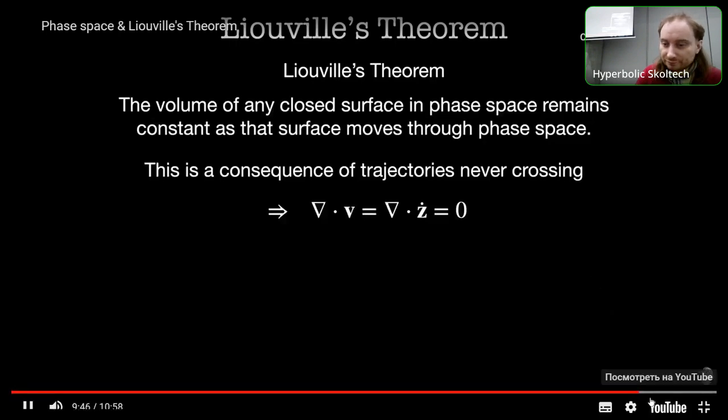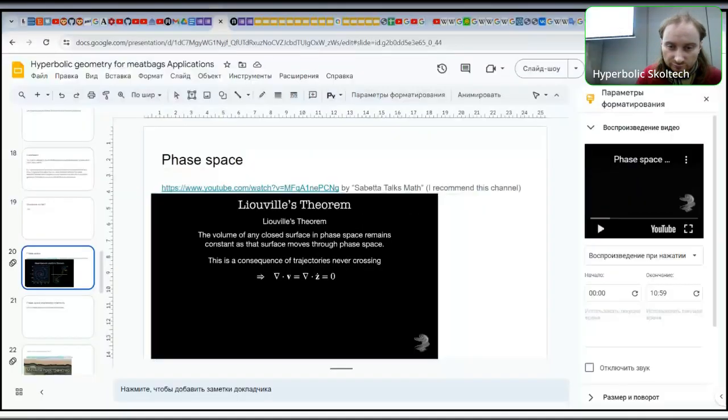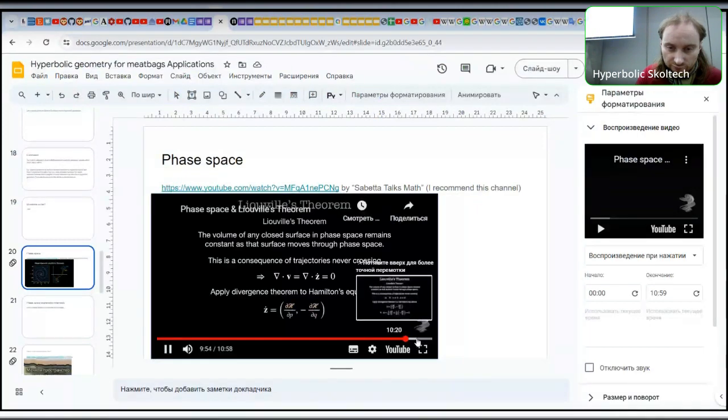Given by Hamilton's equations, the divergence of z dot is equal to 0. We can show this explicitly by taking the divergence of Hamilton's equations, which are z dot equals dH.